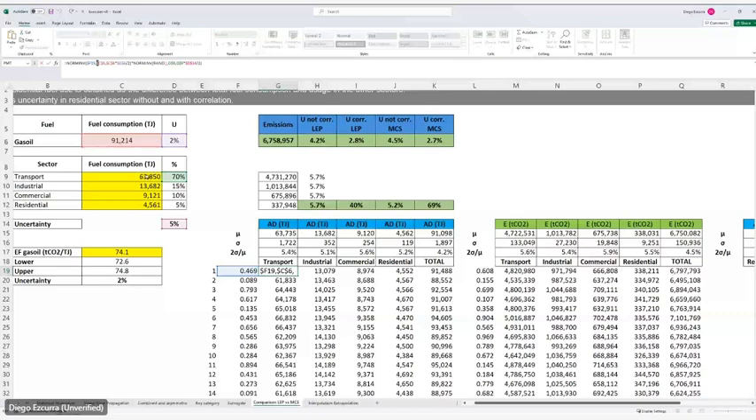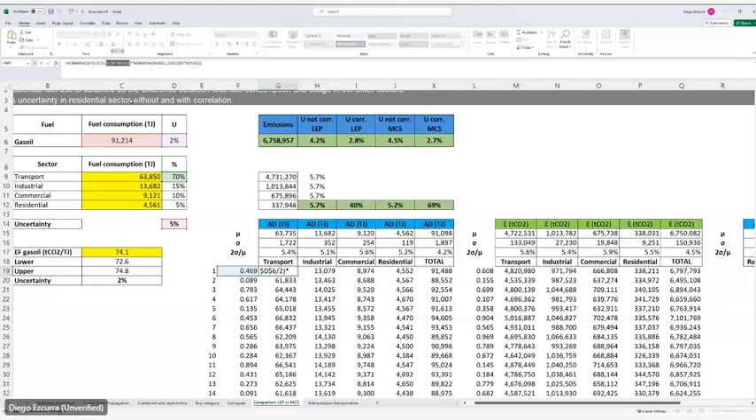So this is the 63,850 total gas oil multiplied by 70%. That's the fuel consumption in the transport sector. That's the average value of the normal distribution. And here I've included the standard deviation of the normal distribution. This is the standard deviation that's applicable to an uncertainty of 5%.